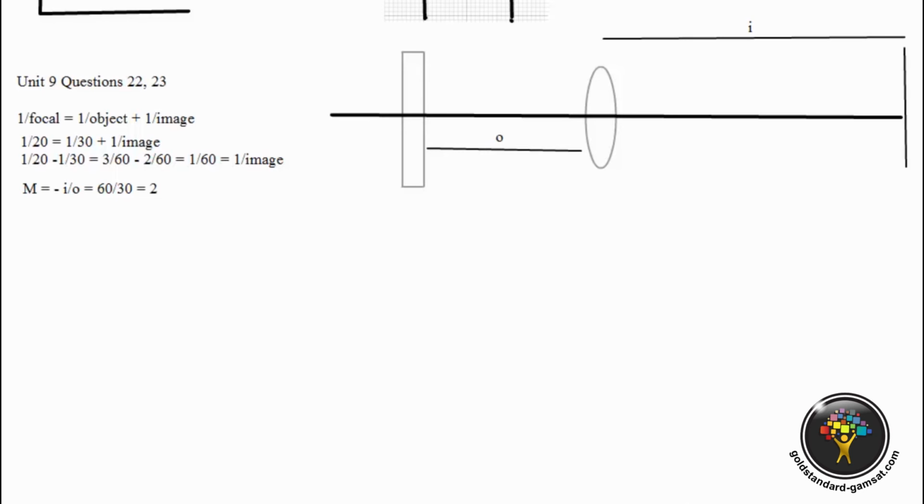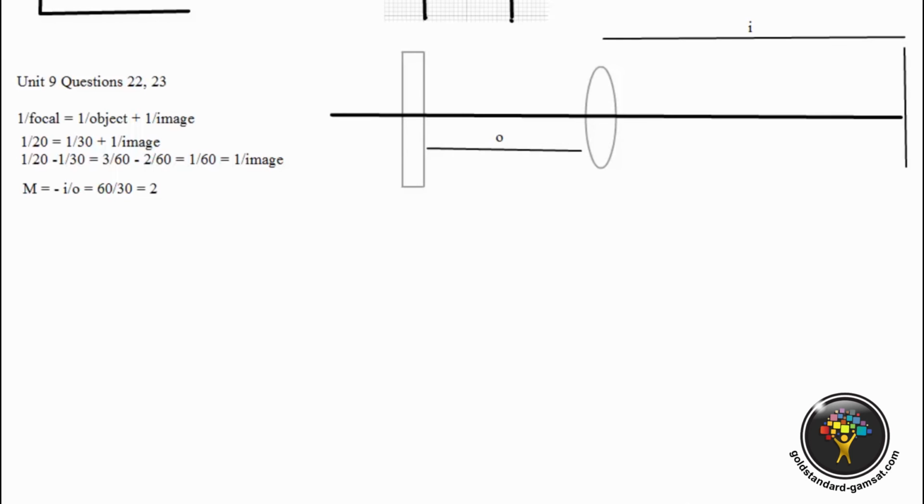Now the object's dimensions were given in the first line as 2 by 3 centimeters. So it's going to be twice that, which means it's going to be 4 by 6 centimeters. So that's 23, answer is C. 22, the answer is D.